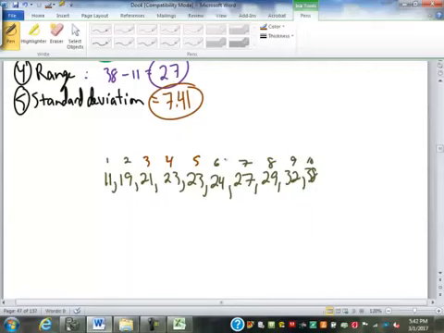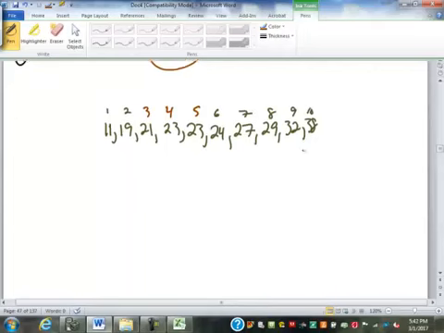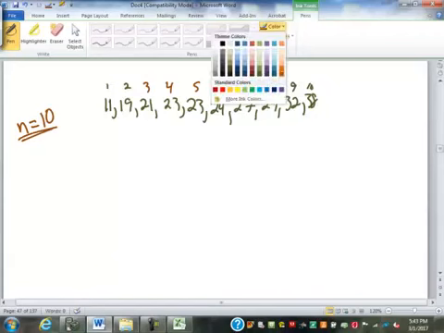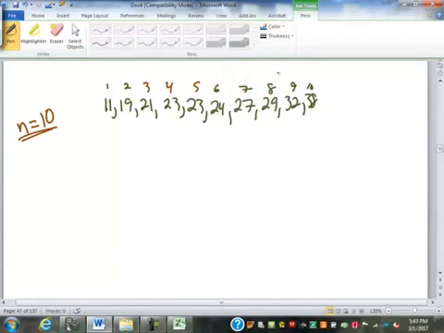1 through 10 here. My data numbers. 10 elements in my set, if I can make myself talk tonight. So n equals 10. So we want to look at measures of position. We talked about mean, median, mode last week.